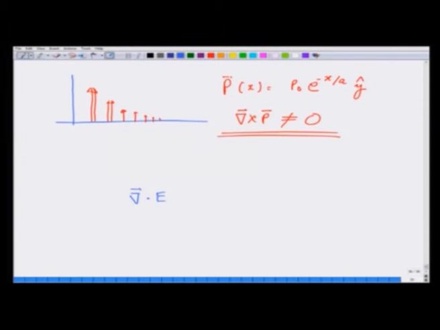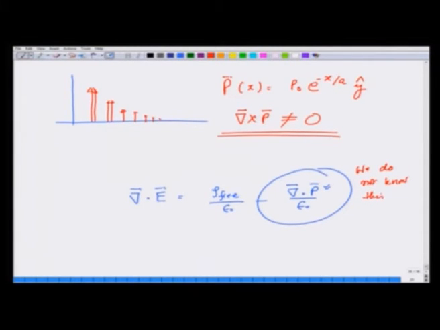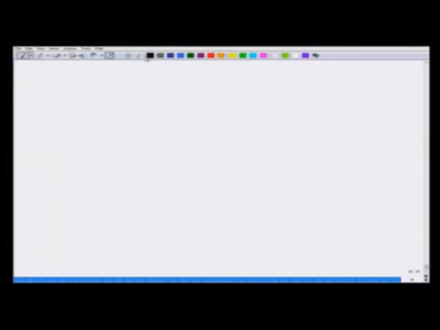can write divergence of E as rho free plus the bound charges, del dot P, over epsilon 0. But if there is a polarizable medium where P itself depends on E, I do not know this a priori, and therefore, now we have to develop techniques to solve problems in presence of a dielectric medium. Before we do that, let me now do some calculations for electric displacement so that you have an idea about what it is like.